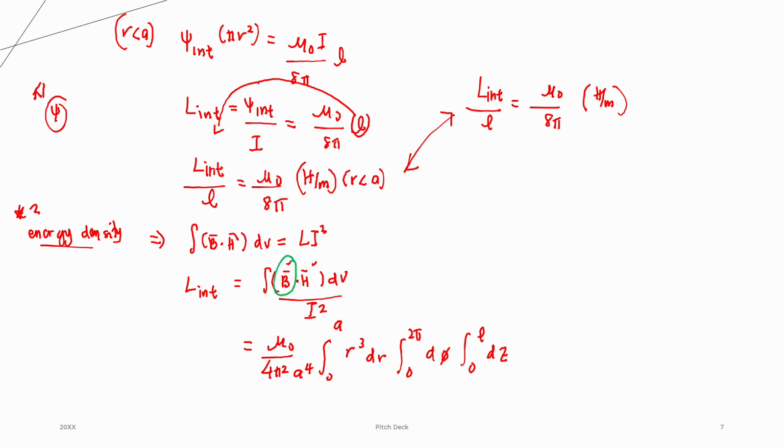But the key is you need to calculate, for both methods, the value of B and the value of H. B is equal to mu naught H. So the key is you need to get the value of H correctly so that you are able to solve the questions. So that is for the regions of r lesser than a. How about at the regions of a?